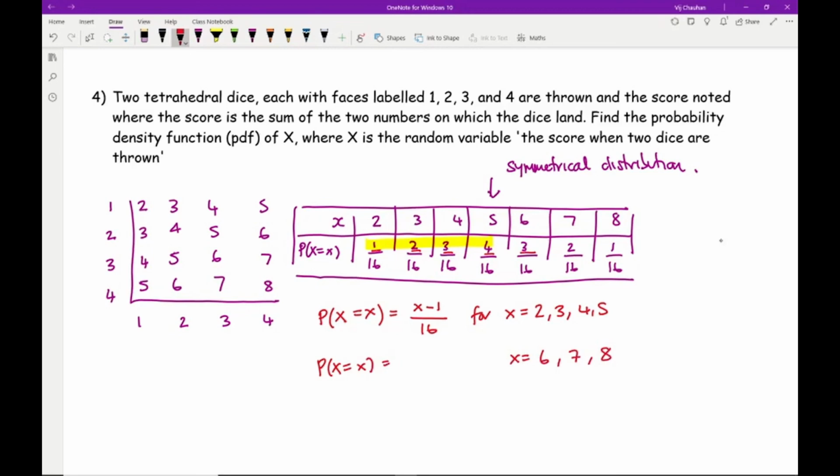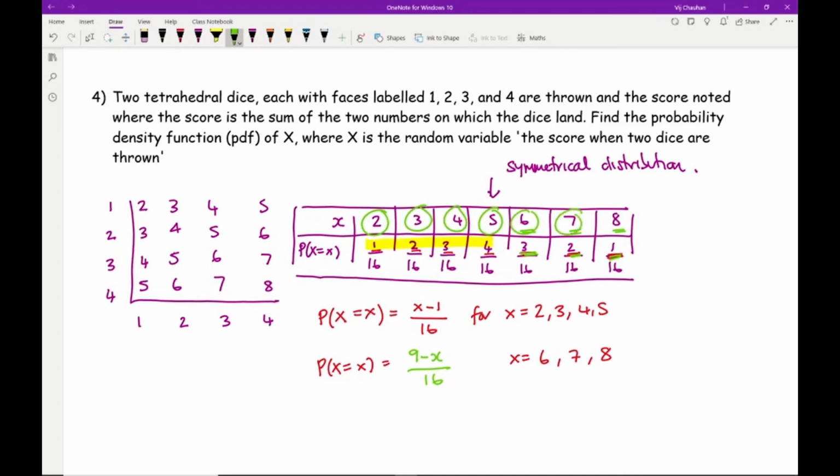Now for the probability that X equals x for x equals 6, 7 and 8, if you think about sequences, I need to find a formula that links the x values of 6, 7, 8 to the numbers 3, 2 and 1. And that's simply going to be 9 take away x, over 16. Here I've now got a formula that allows me to substitute these values of x and find the respective probabilities.